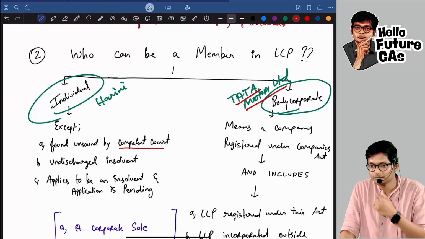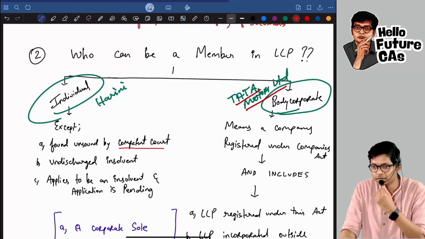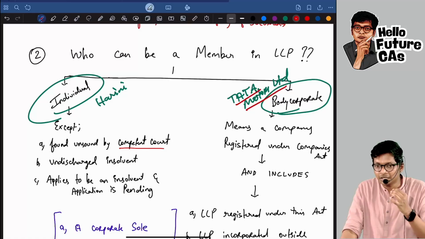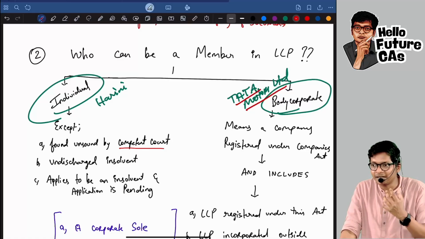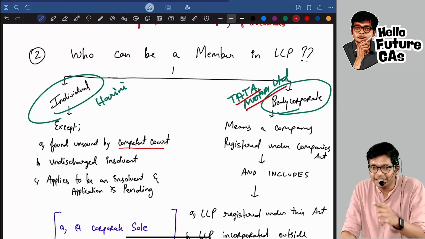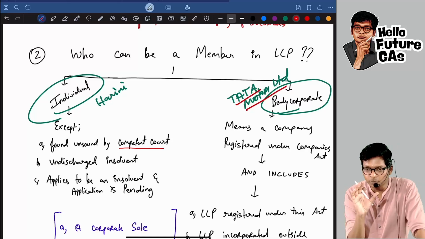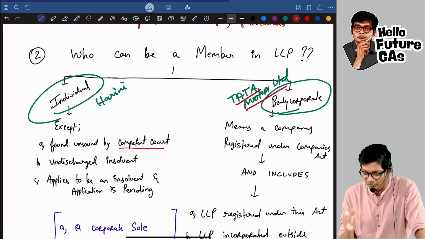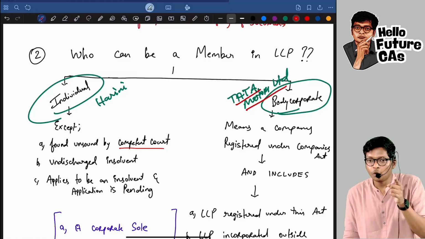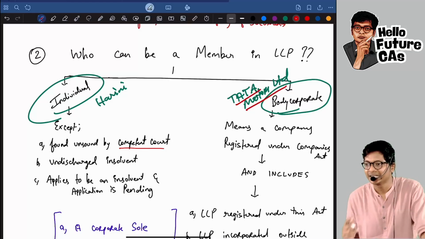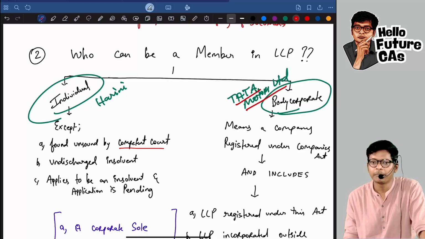Why? Did you ever think of why? Because in partnership, partners have unlimited liability. A body corporate company has limited liability. So it becomes one, what to say, confusion over there itself. For that we have one exception. Only a Section 8 company can be a partner in a partnership firm.